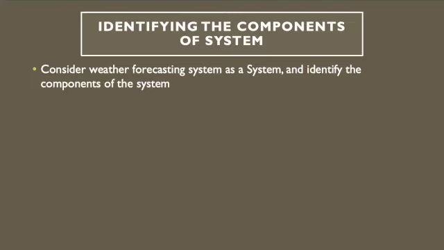The meteorological station. Weather forecasting. Okay, if you consider weather forecasting as a system, what are the components of the system? Can anyone identify the goal of the system and the input, process, output? Can anyone tell me? You can think and tell me.